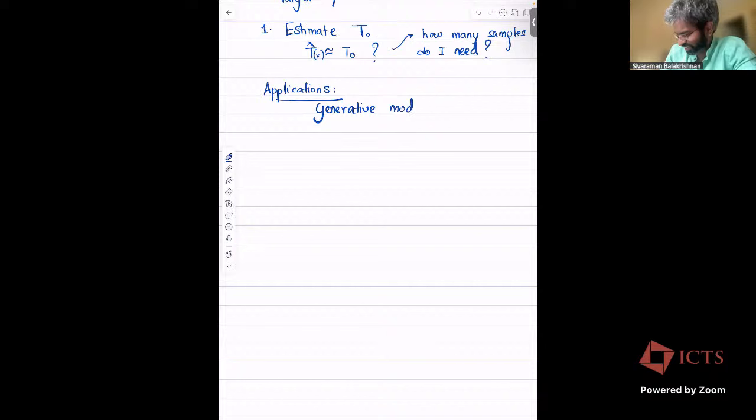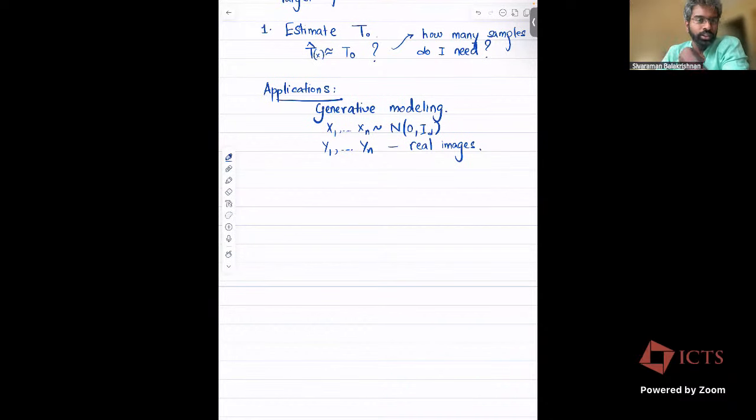So here is a setting that I might care about. I give you x's, they're drawn from some distribution that I like, that I can sample from easily. And then I hand you some samples, let's say y1 through yn, and these are real images. And so the question I'm asking is, how do I transform from noise and obtain samples of real images? So this is roughly, under the hood, the task that one is trying to solve in some sense.